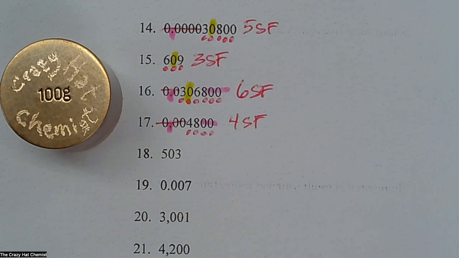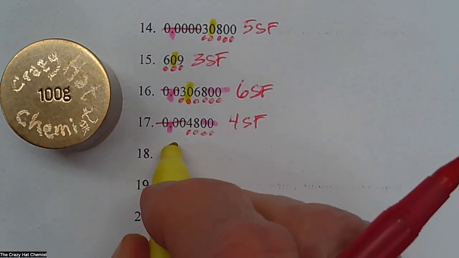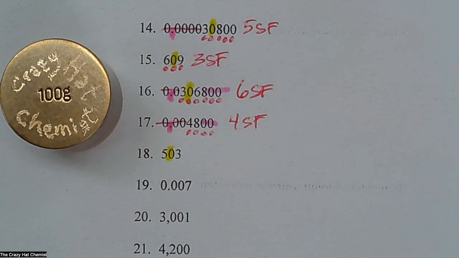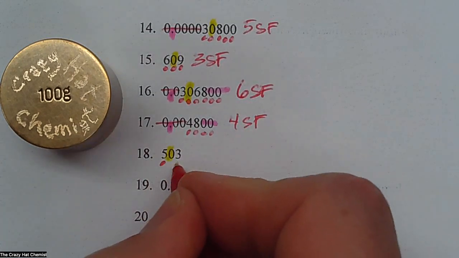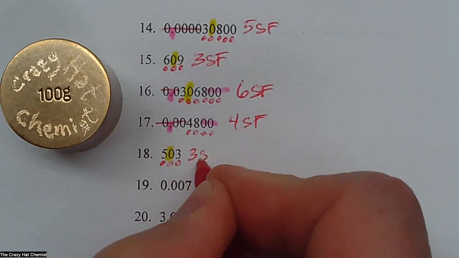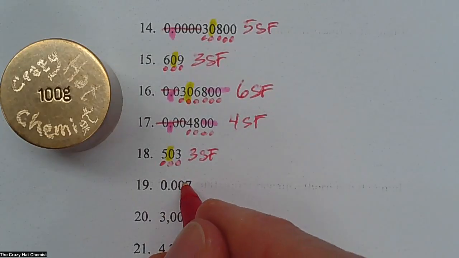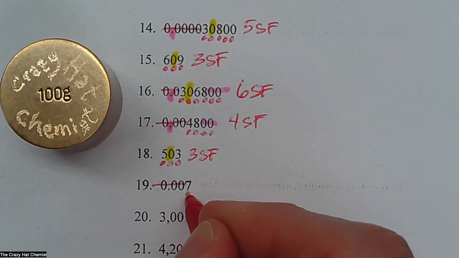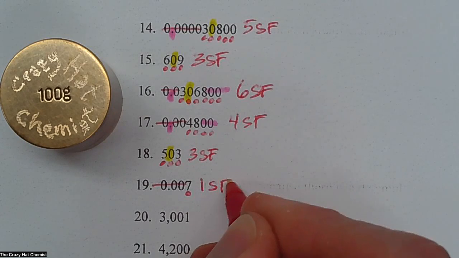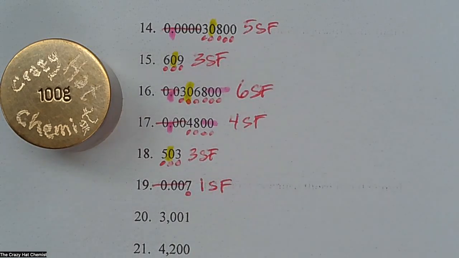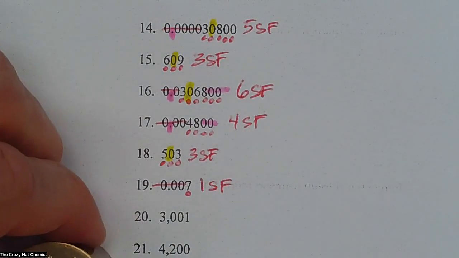Okay. This here is a captive zero. Captive zeros count, and the non-zero integers count. So this is 3 significant figures. Leading zeros never count. Non-zero integers always count. 1 significant figure. I'm going to scroll this up here just a little bit, so you can see more of these problems.